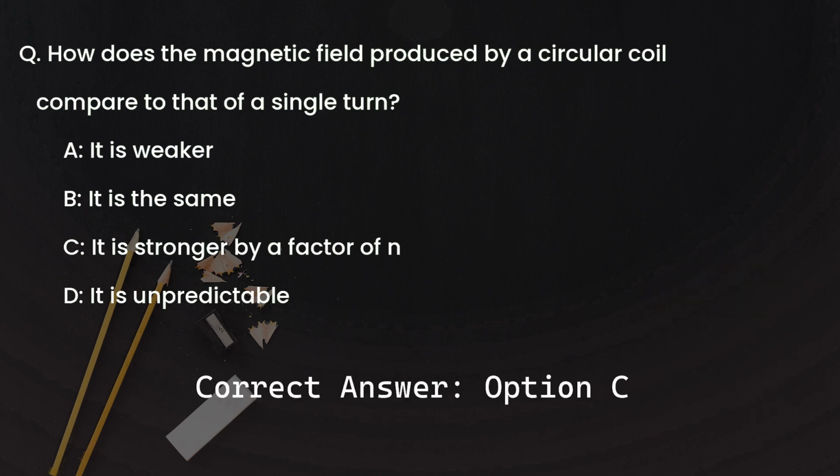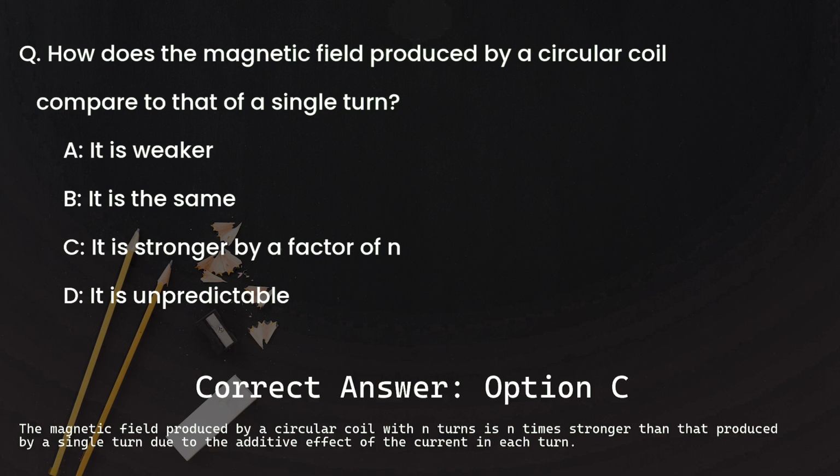The correct answer is option C, which is it is stronger by a factor of n. The magnetic field produced by a circular coil with n turns is n times stronger than that produced by a single turn due to the additive effect of the current in each turn.